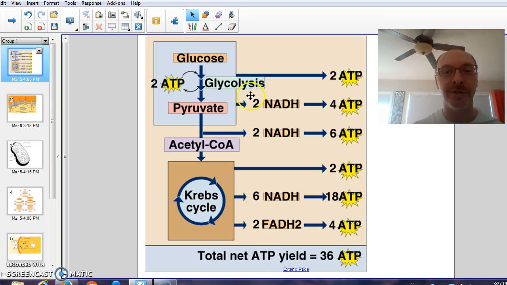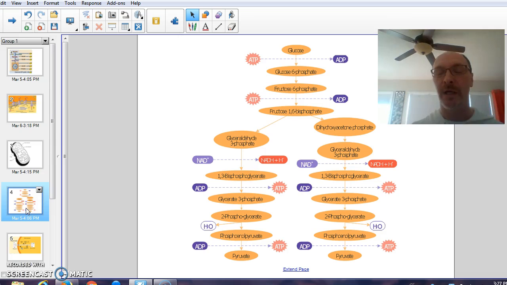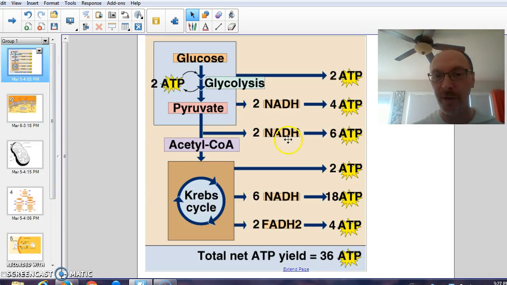Now it also says that we get 2 NADHs out of glycolysis. If we go back to glycolysis, you'll notice that in reaction number 6, we get an NADH from one G3P molecule, or glyceraldehyde 3-phosphate, and we get another NADH molecule right here out of the other glyceraldehyde 3-phosphate. So this is why the figure says we get 2 NADHs. When those NADH molecules go to the electron transport chain, they will be processed and used to make ATP. It says here we get 4 ATP.